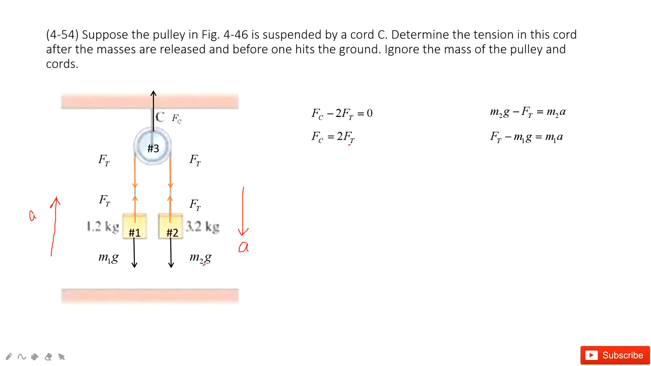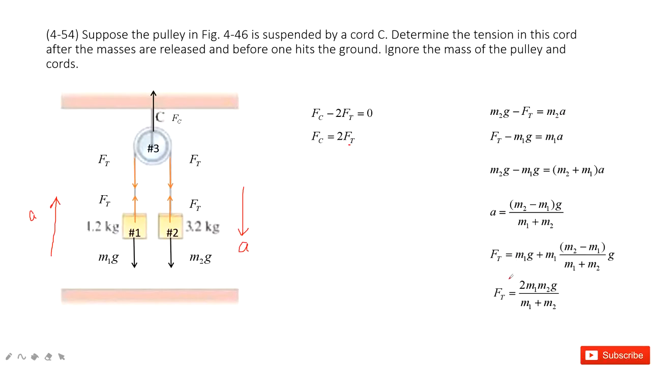Because it is down, we use gravity minus the tension equals the mass times acceleration. And then because it's up, we use Ft minus M1g, we choose up as positive. Now we can solve these two equations, find the tension and find the acceleration, right? So first, you can find the acceleration. You input Ft inside, then you can get the equation that looks like that, and you get the acceleration. Then input the acceleration in these two equations, you get the tension Ft. After you get Ft, the tension on these two cables, then input Ft in this equation, you get the tension on the object number 3.